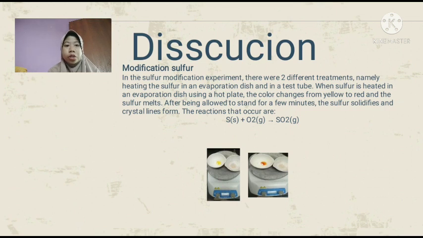Discussion. First, modification of sulfur. In the sulfur modification experiment, there were two different treatments, namely heating the sulfur in an evaporation dish and in a test tube. When sulfur is heated in an evaporation dish using a hot plate, the color changes from yellow to red and the sulfur melts. After being allowed to stand for a few minutes, the sulfur solidifies and crystallizes.